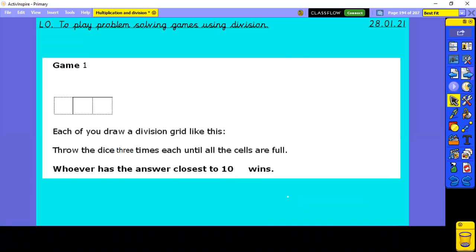So here is game 1, so you need 3 squares in your book. You need to roll your dice 3 times and try and get close to 10. So pause the video now to do game 1.